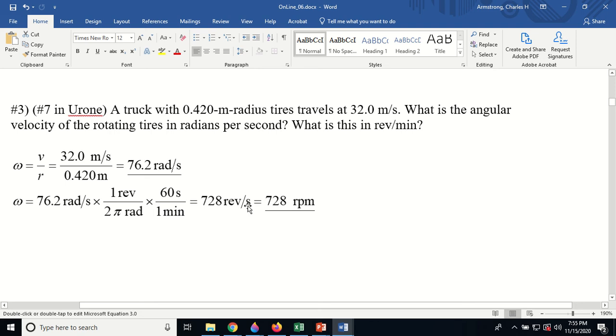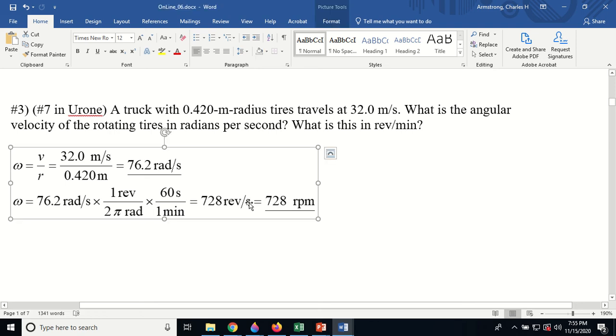That's a mistake right there. That's not supposed to be seconds, that's supposed to be minute. We got minutes here. So that's not supposed to be S, that's supposed to be M. This is right. This is 728 revolutions per minute.